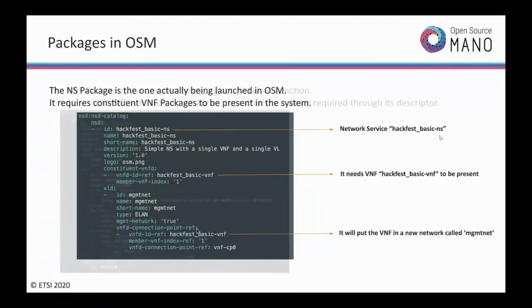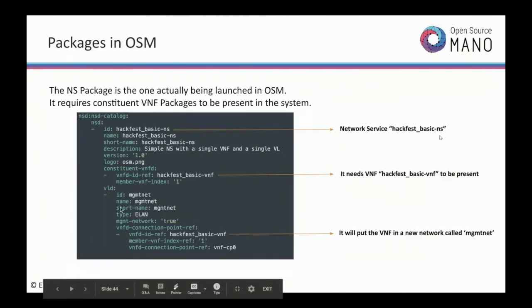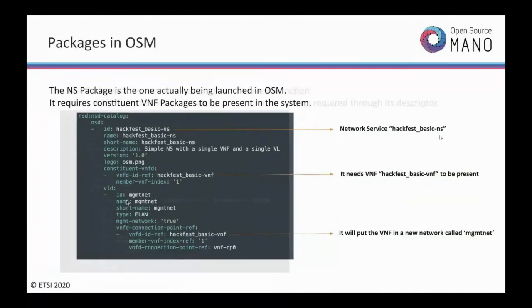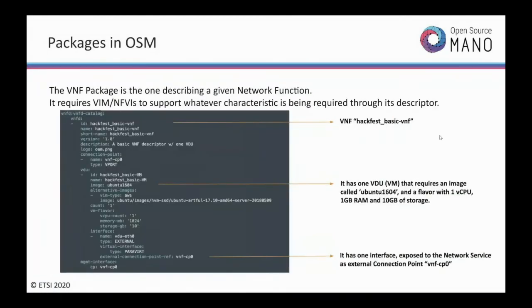Okay, so what else? In this virtual link of the network service descriptor, we are not referring to any existing VIM network. It will create this network if I instantiate this as it is. If we want to connect to an existing network, we will have to specify so with a parameter called VIM network name. So this is how VNF descriptors connect with network service descriptors and what will be instantiated.